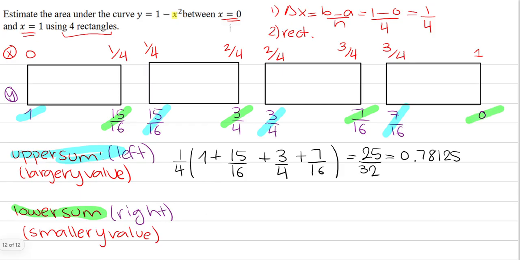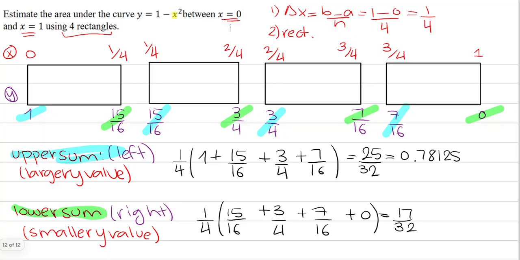So like the previous one, I'm going to get my 1 over 4, which is my delta x, into these values: 15 over 16 plus 3 over 4 plus 7 over 16 plus 0. And when I put this on the calculator, I get 17 over 32, which is equal to 0.53125. So we get the concept for this one. Let's move on to my next point.